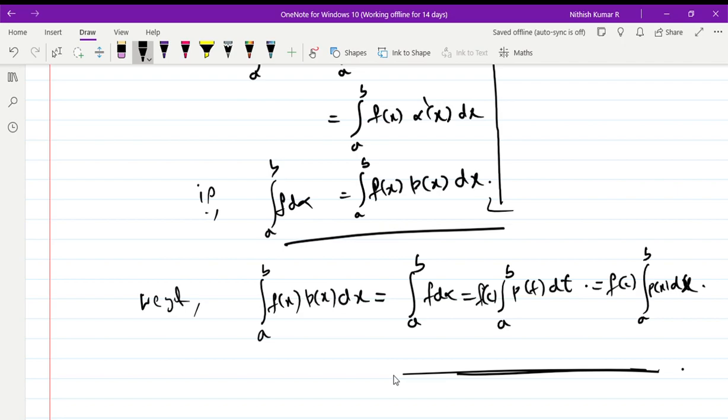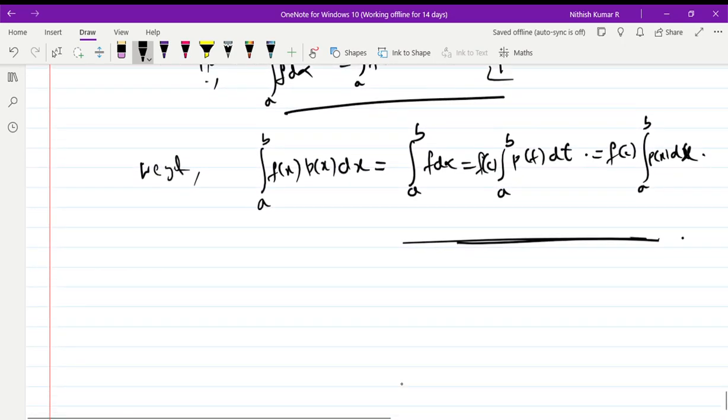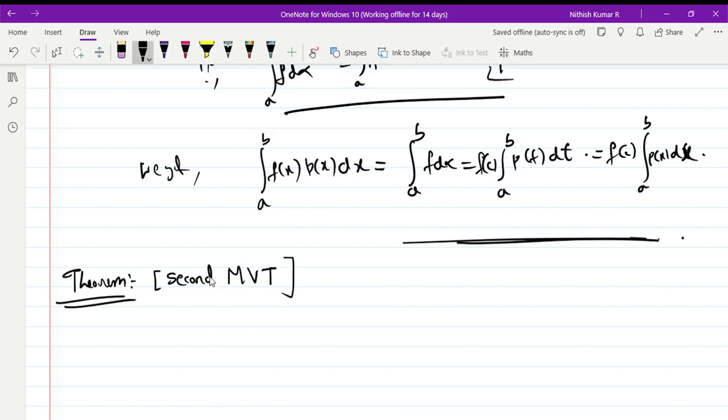So we shall continue to the next result. It is known as the second mean value theorem for integral calculus. Second mean value theorem for integral calculus.